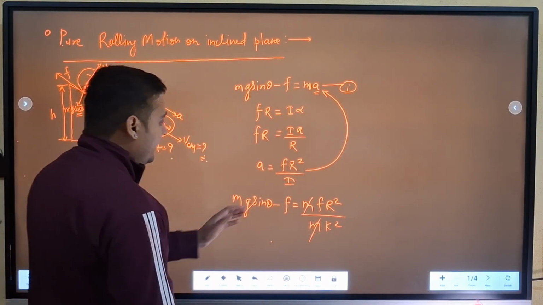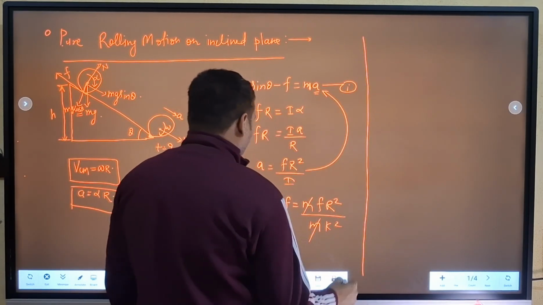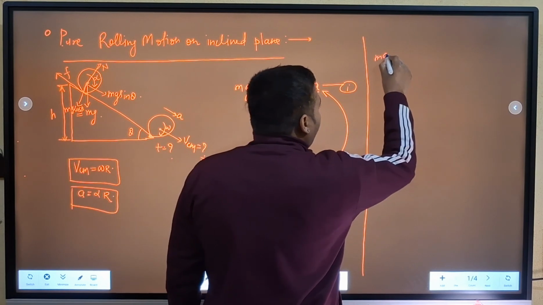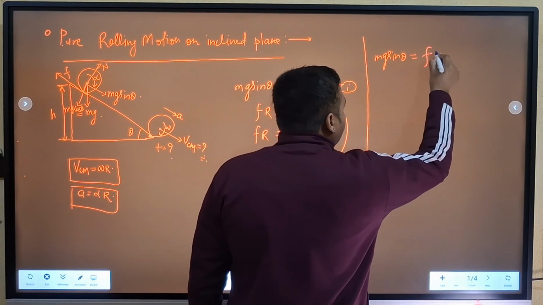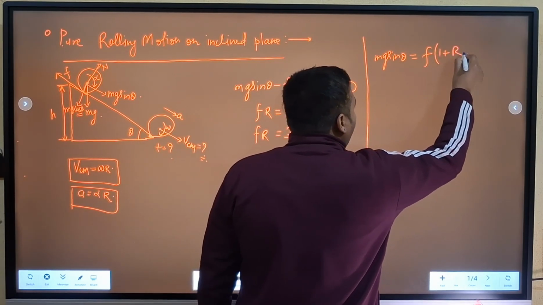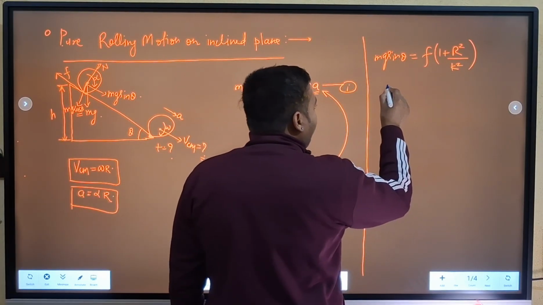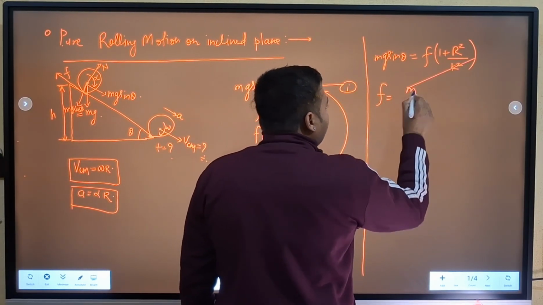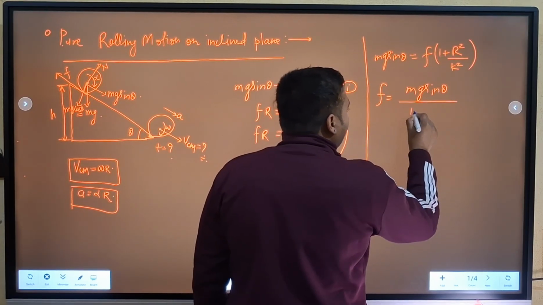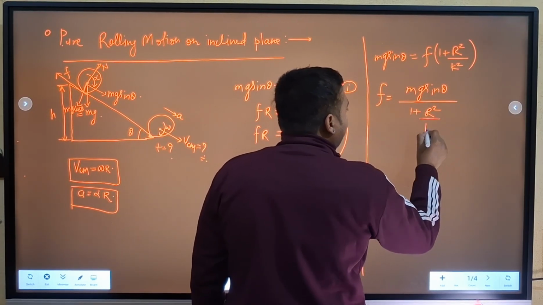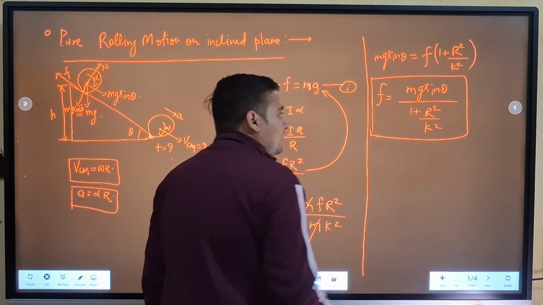So from here we can take the friction force to the right side. If you take the friction force to the right side, we can write mg sin theta is equal to friction force times (1 plus r square by k square). So from here we can write friction force will be equal to mg sin theta divided by (1 plus r square by k square). So the first important term we calculated, which is friction.